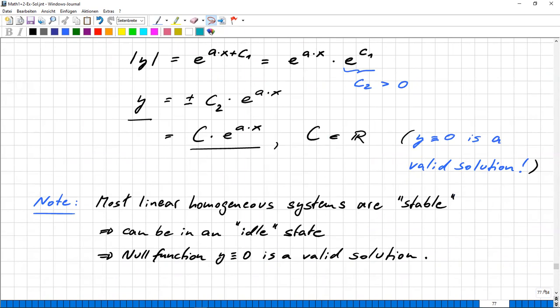Please remember for the future, most, you could even almost say all, for practical purposes, all linear homogeneous systems. I say system because this is also part of system theory. We're describing technical systems in a sense. All these systems are stable. And this means mathematically, or technically speaking, they can be in an idle state, sort of doing nothing, right? And it means in mathematical form that the null function y equals 0 strongly for any value of x is a valid solution of such a kind of equation.